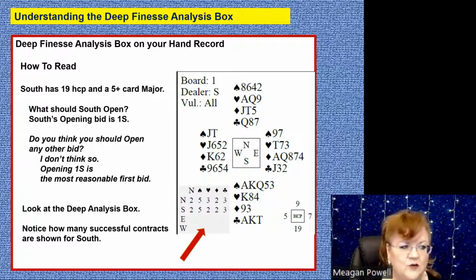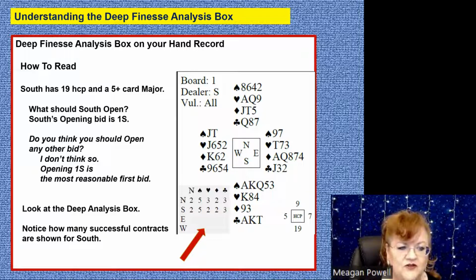So we look at this hand and we say to ourselves, well, what might have happened on this hand? If south is the dealer and south has 19 high card points and a 5-card major, we think south would have opened 1 spade here, right? Do you think south would have opened anything else with these 19 points and a 5-card spade suit? And I think the answer is no. No, I don't think so.